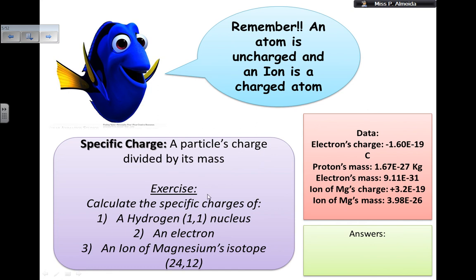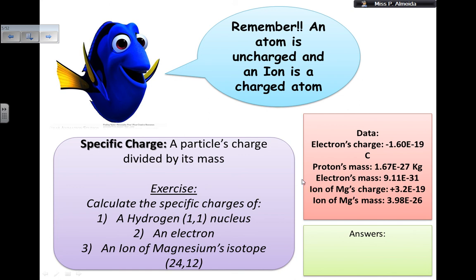So for example, you can pause the video and try, you can calculate the specific charge of the hydrogen nucleus, which has 1 as the mass number and 1 as the atomic number, okay? The electron, which I already mentioned, and then finally the ion of magnesium, okay? The ion of magnesium has a difference of 2 electrons, and I have the mass number showing as 24 and the atomic number showing as 12, okay? You have some data here that you can use to try, and I'm already telling you that for the ion of magnesium, the charge is going to be plus 3.2 times 10 to the power of minus 19 coulombs, which means the magnesium loses 2 electrons, so it has a 2 plus charge, okay?